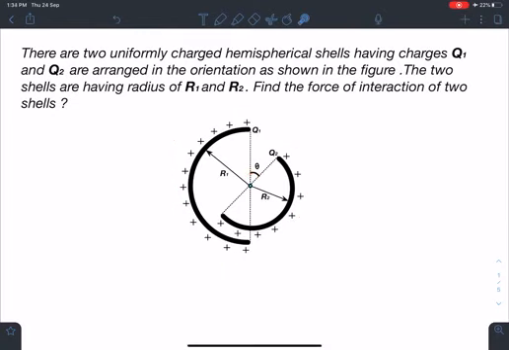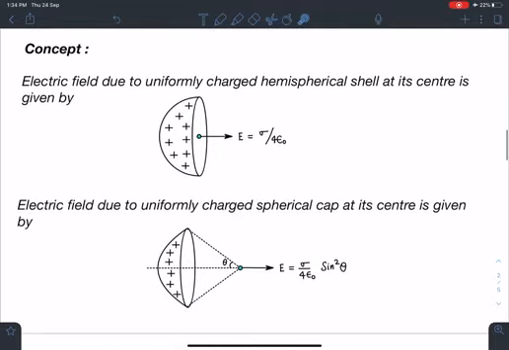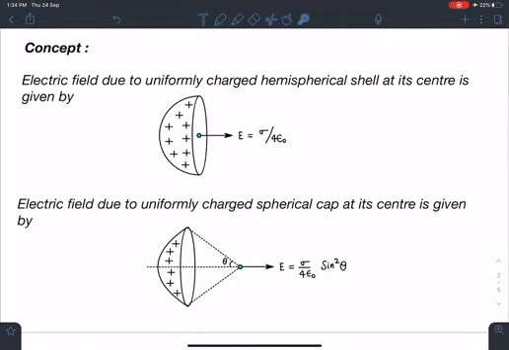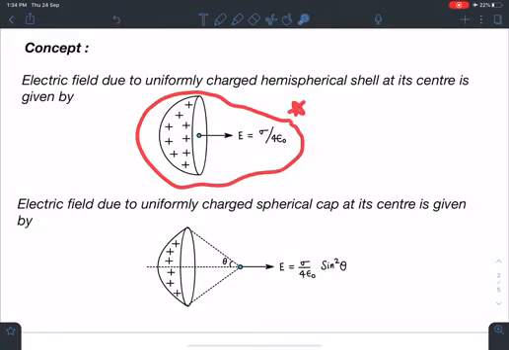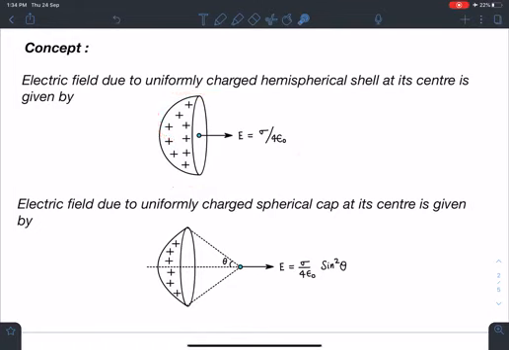So let's discuss the concept part. In order to solve this question, we are going to use a result of hemisphere, that field due to a uniformly charged hemisphere at the center of it is given by sigma by 4 epsilon naught, where sigma is the surface charge density on the surface of this hemispherical shell. So I'll request viewers to remember this result in order to do fast calculations. And it will be even better if you can remember it for this cap, the part of sphere.